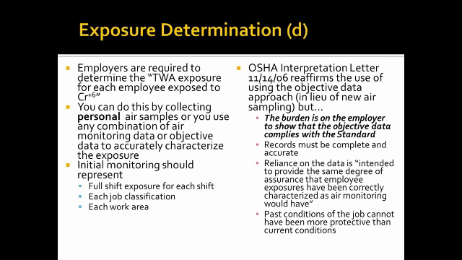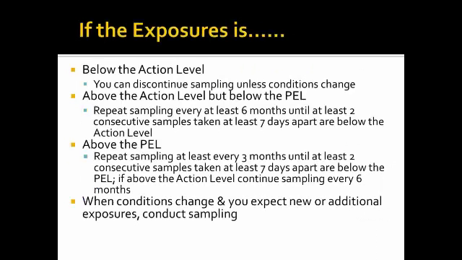If your samples are above the action level but below the PEL, that triggers you into periodic air monitoring. If you're familiar with the lead standard or cadmium standard, it's the same kind of principle. You have to sample at least every 6 months until you get 2 consecutive samples at least 7 days apart that are below the action level in order to discontinue your program. If you're over the PEL of 5, the sampling frequency increases to every 3 months, or quarterly, again until those levels drop. So bottom line is look at your numbers and put yourself into these 3 categories. When conditions change and you expect new or additional exposures, you really should reevaluate that through air sampling.